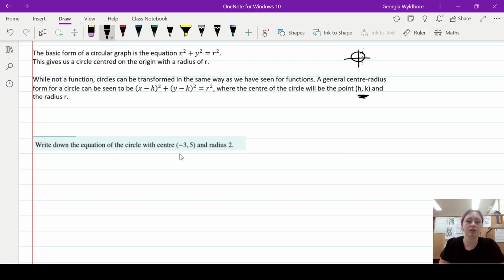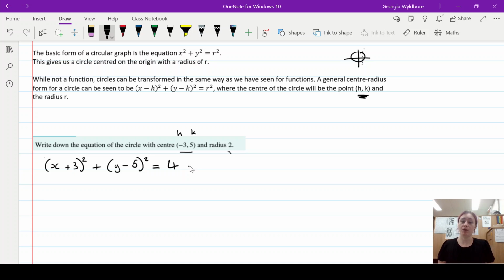So the equation of the circle with a center at (-3, 5) and a radius of 2, we've got -3 is going to be h and 5 is going to be k. So we have x minus -3 becomes (x + 3) squared plus (y - 5) squared is going to equal the radius squared, so 2 squared, which is 4. That's nice and easy. When we know the center, we know the radius, it's very, very easy to write down the equation of that circle.